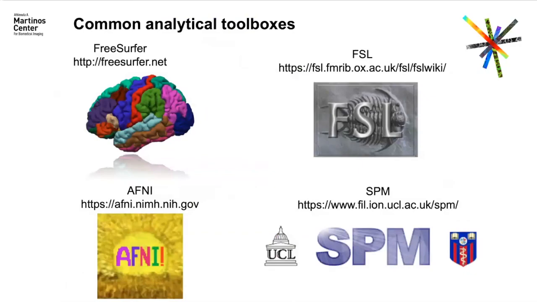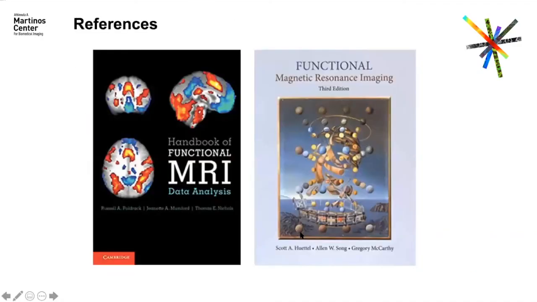Here are some common toolboxes that you can use for pre-processing and analysis of fMRI data. We all know FreeSurfer, and then there is also AFNI, FSL, and SPM that are probably the most commonly used. And here are examples of two references about books if you want to learn more about fMRI.